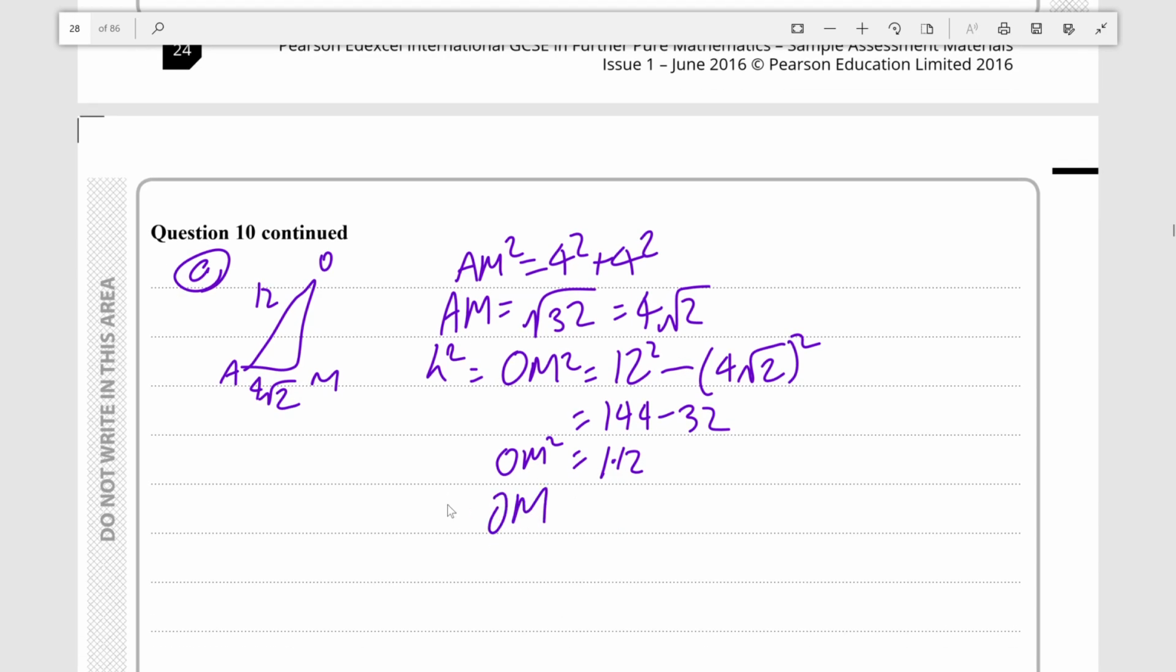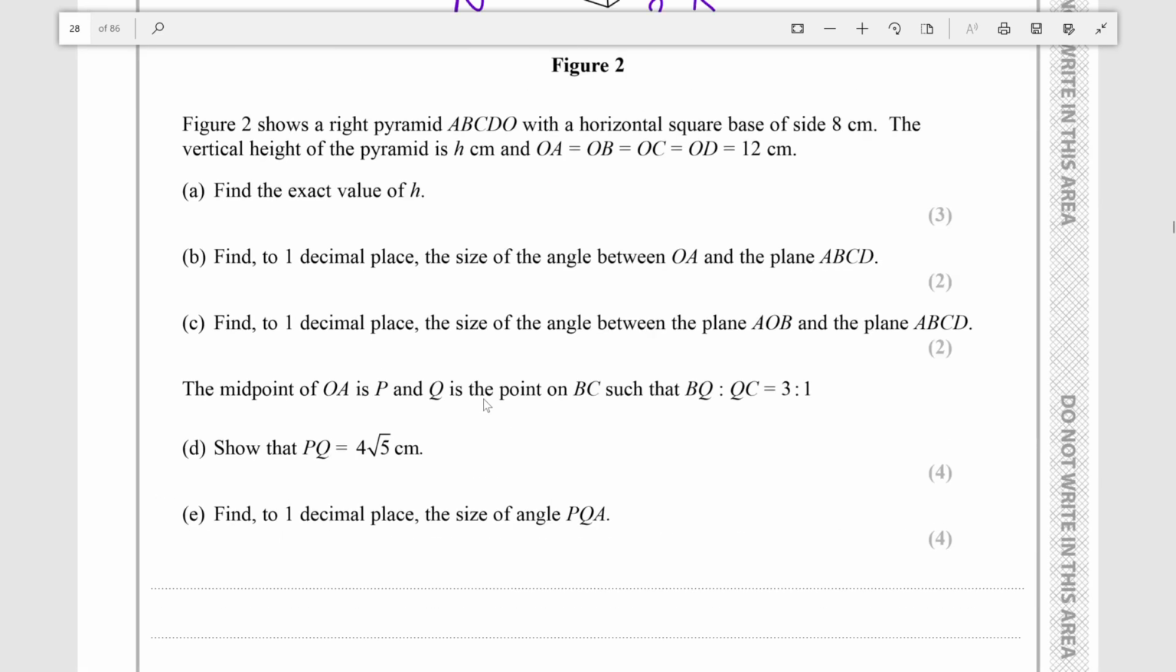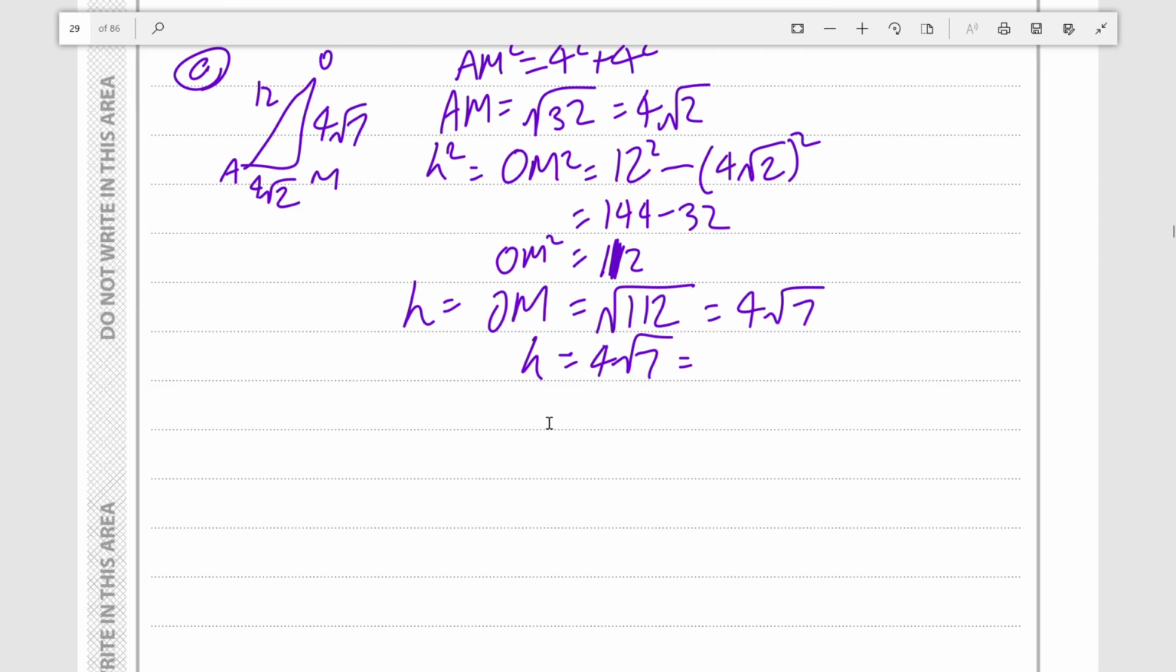And so the value OM, which is equal to h, this is 112, will be equal to root of 112, which is actually equivalent to 4 times the square root of 7, because 112 is 7 times 16. So this is 4 root 7, and we can say that h is 4 root 7, which is equal to 10.58 something centimeters. So the value of h would be 10.6 centimeters to 1 decimal place.